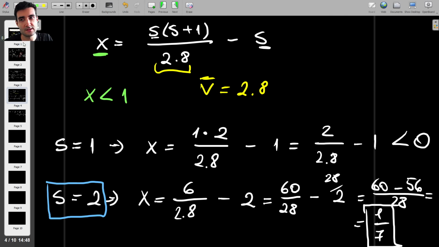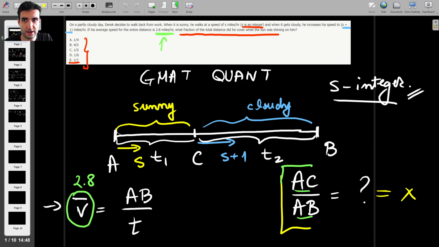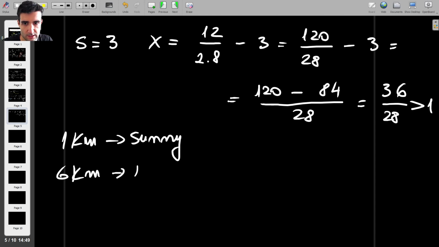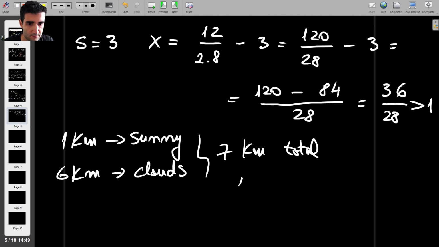And if that's the case, then Derek will travel a certain distance, and the ratio of the sunny portion to the total distance is 1 over 7. So if he travels 1 kilometer under sun, then there will be 6 more kilometers with clouds, just as an example. So if 1 kilometer is sunny, then he will encounter 6 kilometers of clouds, which makes up 7 kilometers total distance, which is why you have 1 over 7 as the ratio. And that's the end of the question.